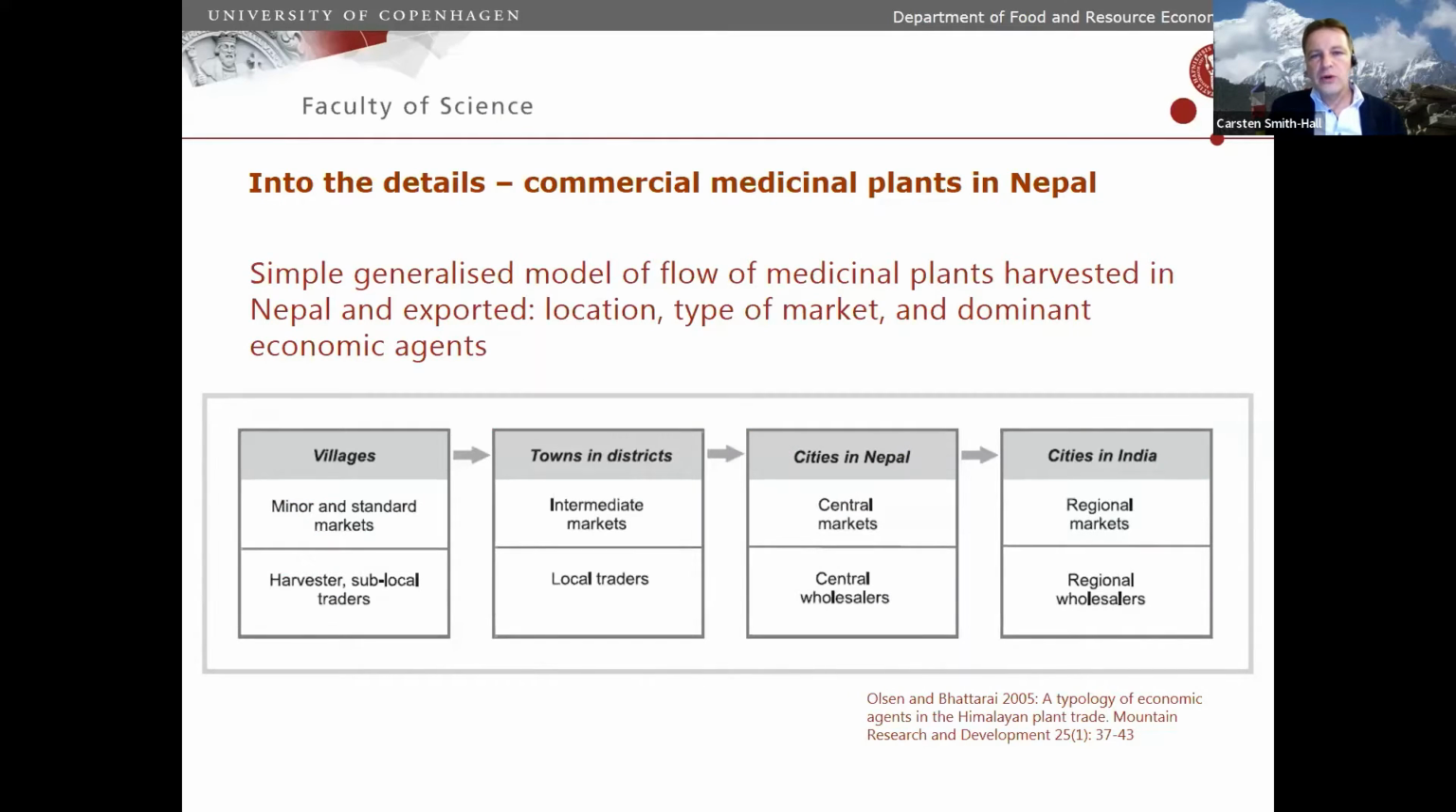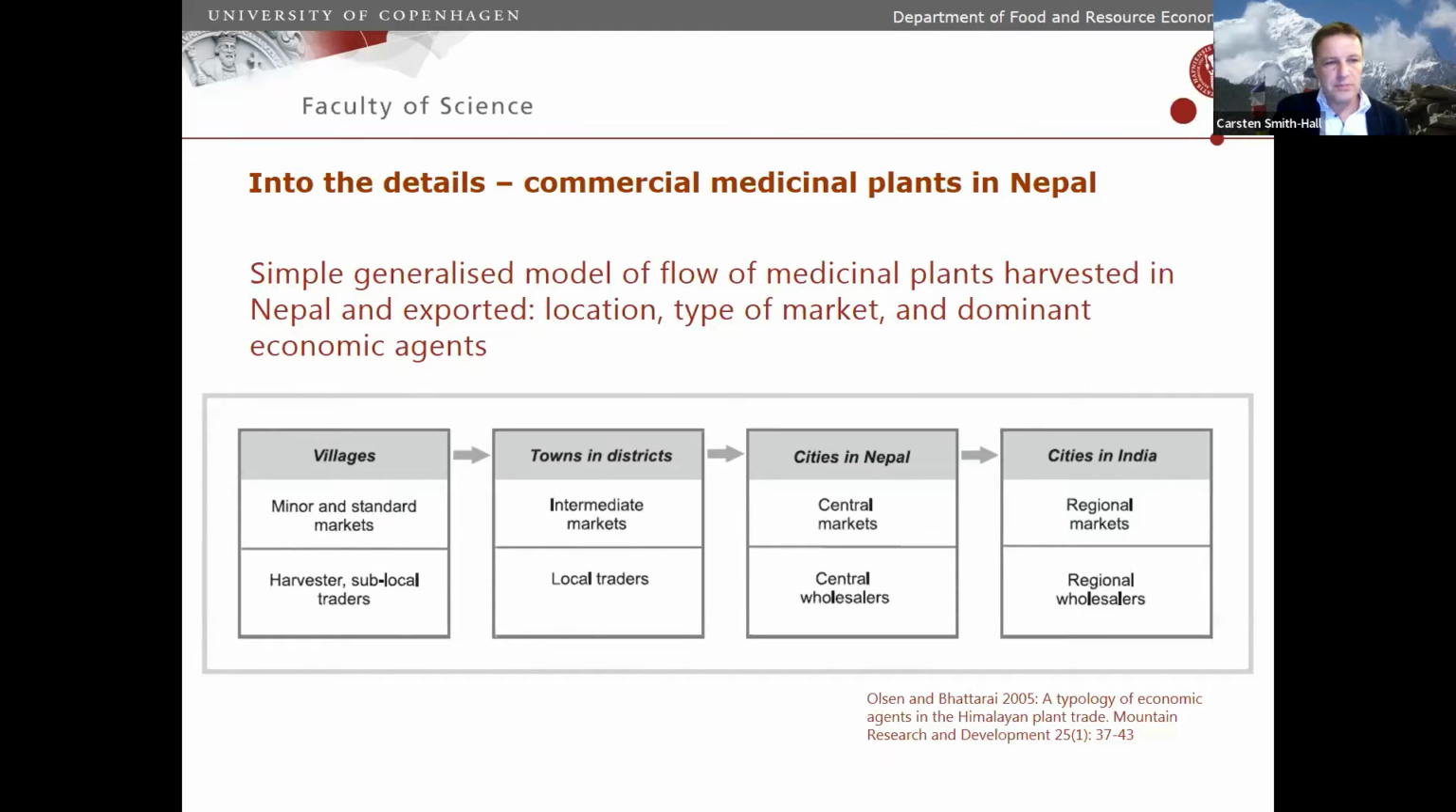When we talk about these commercial medicinal plants that are being traded, they all basically follow the same trade pattern. Starting on the left, out in the villages, you have hundreds of thousands of households that go to the forest and other vegetation types to collect non-timber forest products that they then sell to traders located in towns and districts, who then sell to central wholesalers in the cities of Nepal. And these central wholesalers export to cities in India and also to cities in China.